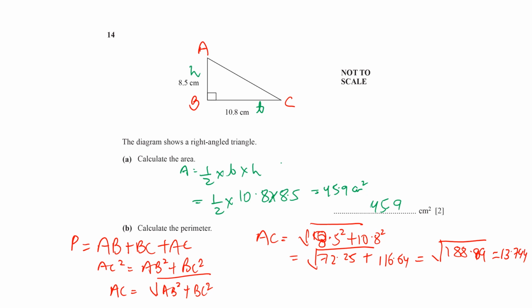13.744. So perimeter will be AB plus BC plus AC. So 10.8 plus 8.5 plus 13.744. Now if we calculate it in our calculator, it's going to be 33.044 centimeter. So this is going to be the perimeter of the right angle triangle ABC, right?